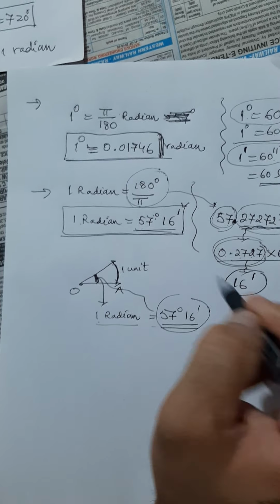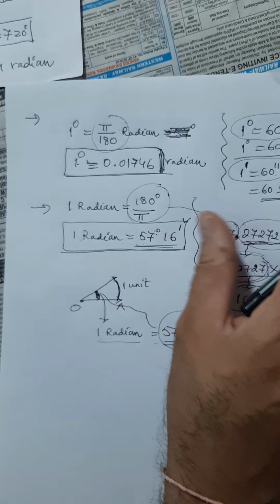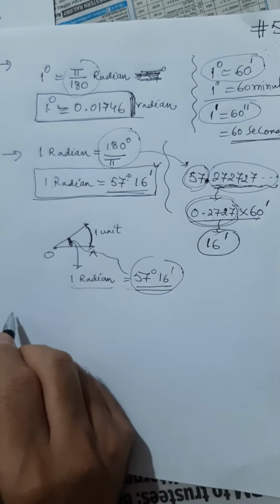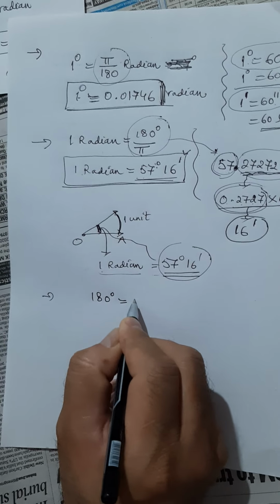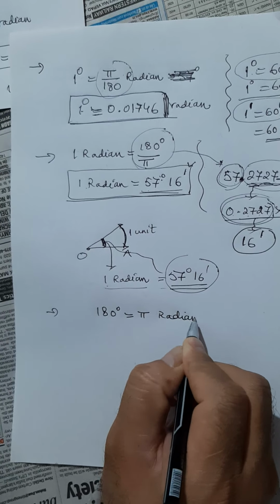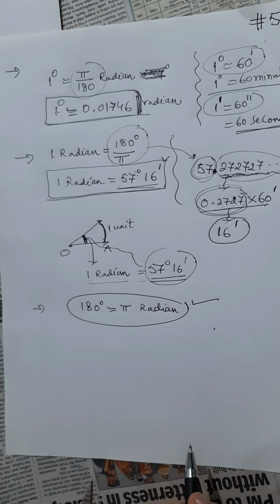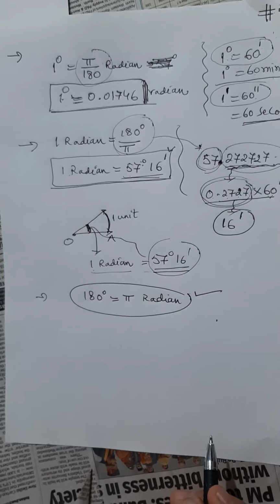We have such questions in exercises. And 1 degree equals pi by 180 radian. The fundamental relation is this. Just keep this much in your mind: 180 degree equals pi radian. This is the basic relation which you need to remember. Okay, so now we go to the exercises.